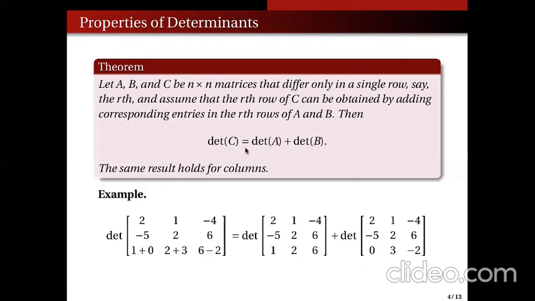So this theorem tells us that this equation here is indeed correct. So try to verify using our formulas or methods that the determinant of this is equal to the determinant of this plus the determinant of this. So you can verify that one. It will be a good practice.